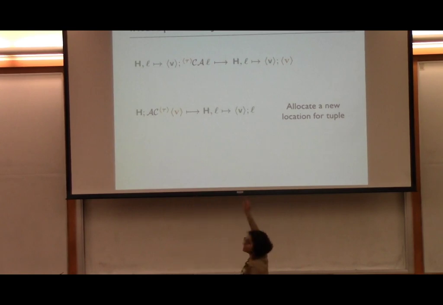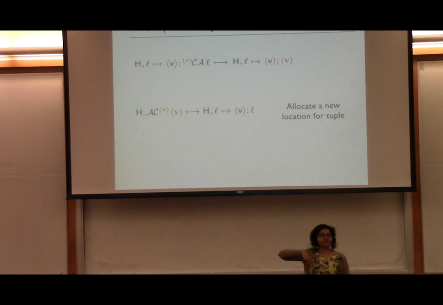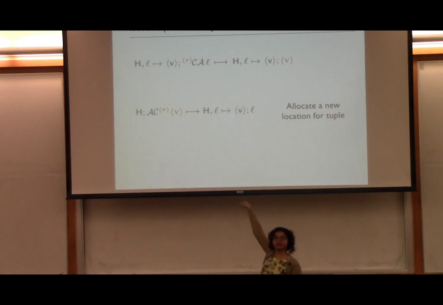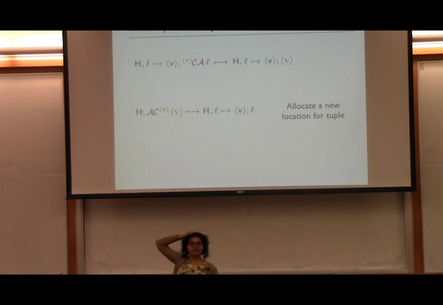I need to take a step. I need to convert it into a tuple, essentially, in the green language. But my tuples in the green language sit on the heap, so what I have to do is allocate a fresh new location, that green L, and convert the value and put it in there. Right? Does this bother anyone?